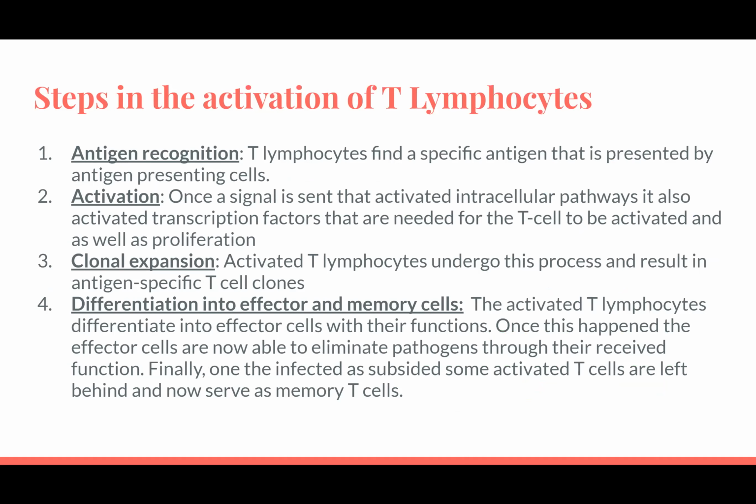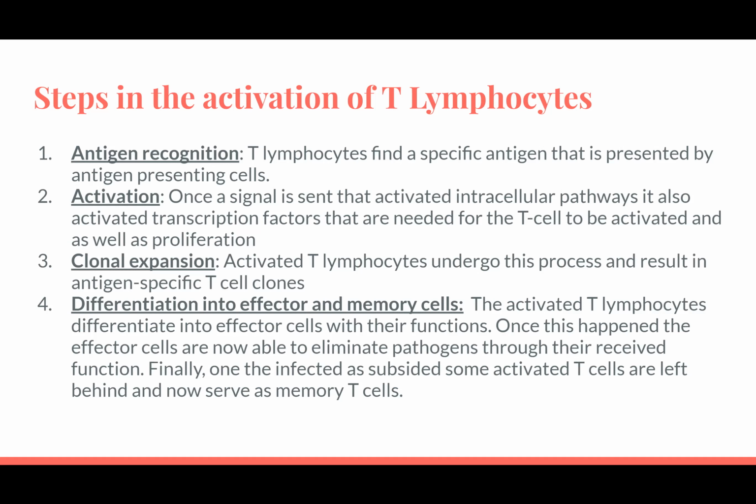So there are 4 different steps in the activation of T lymphocytes. First is antigen recognition. T lymphocytes find a specific antigen that is presented by APCs. Second is activation. Once a signal is sent that activates intracellular pathways, it also activates transcription factors that are needed for the T cell to be activated as well as for proliferation. Third is clonal expansion. Activated T lymphocytes undergo this process and result in antigen-specific T cell clones.